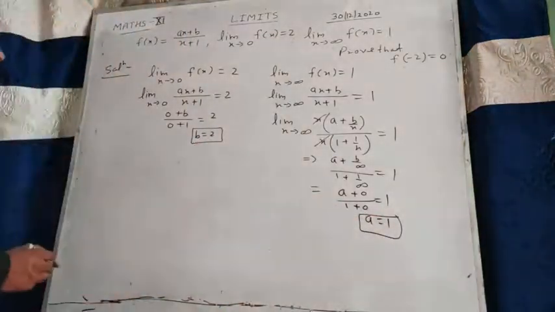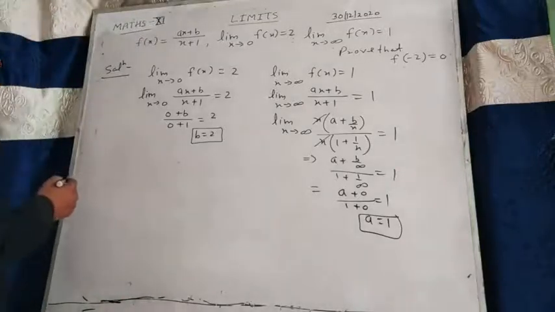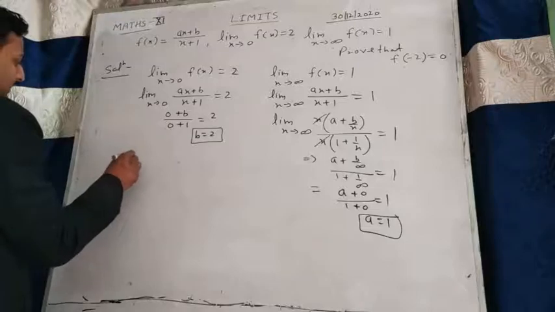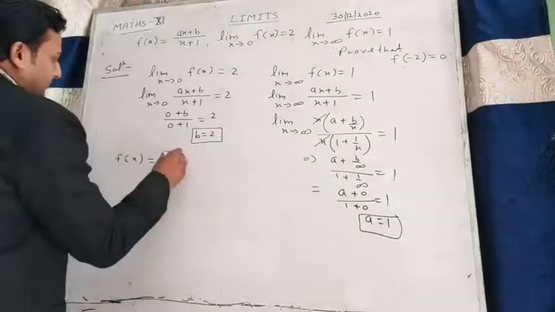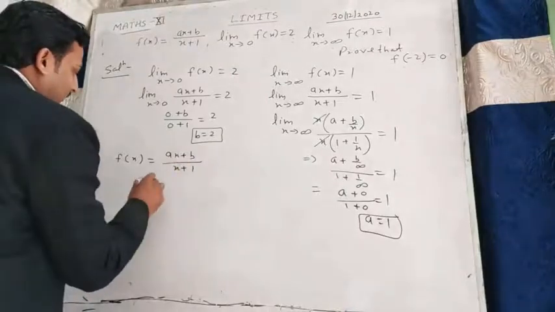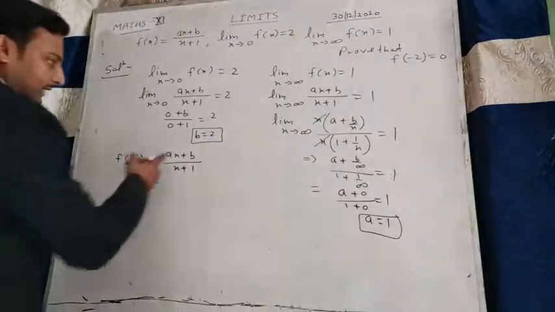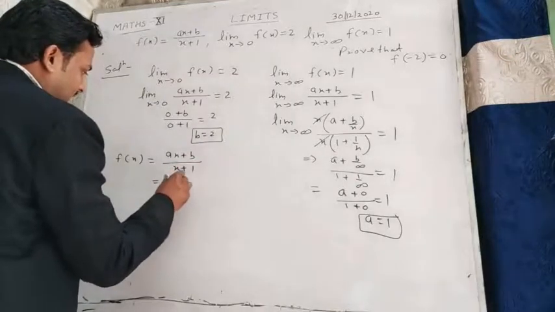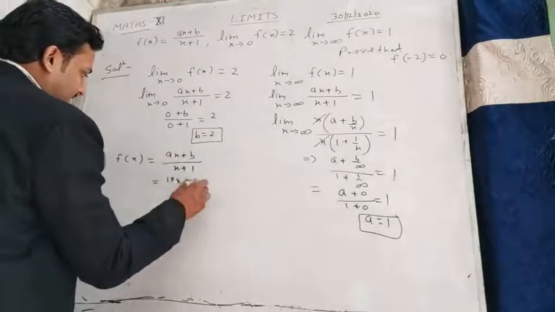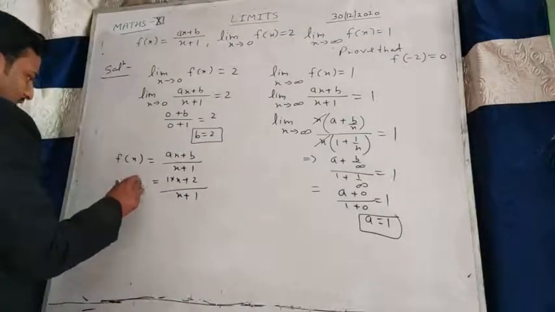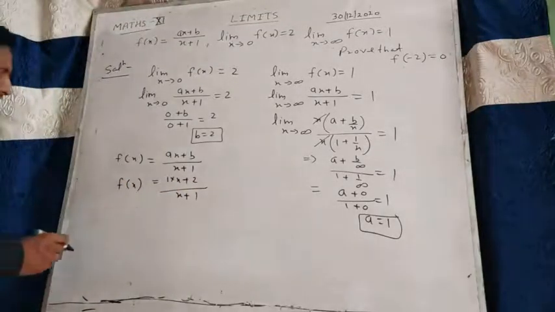Now we have to find out f(-2). Okay student, so f(x) is (ax + b)/(x + 1), this is our f(x). Now we are putting the value of a and b. So a is 1, so 1 into x, plus b is 2, divided by x plus 1. Okay student, so this is our f(x).